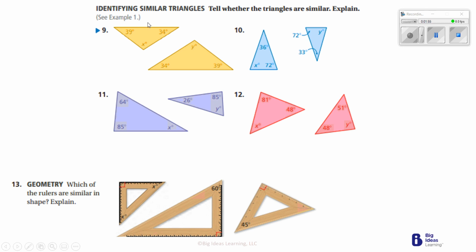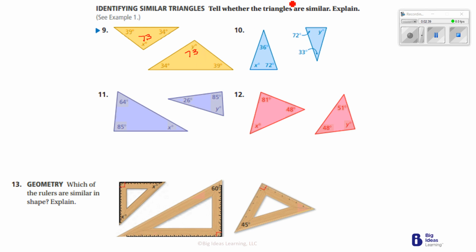So we're going to 9. It says, tell whether the triangles are similar. Are these similar? Well, I know there's a 34-degree angle over here. I know there's a 39-degree angle over here. And I know that these 2 points here have to be the same angle because remember, all triangles equal 180. So if I was going to solve for x, I would take 39 and 34. That's going to make 73. So that means x is 73 here. If x is 73 here, then x has to be 73 here.